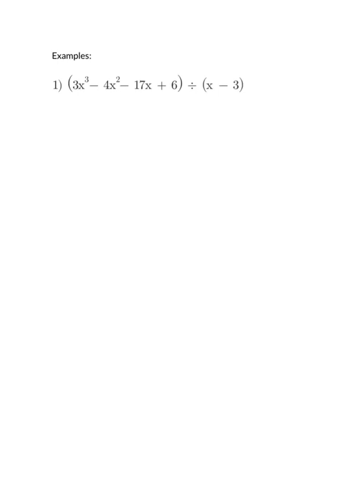The first example we're going to look at is 3x cubed minus 4x squared minus 17x plus 6, and that is being divided by x minus 3. This big long polynomial that is being divided, this is the dividend. You need to understand what those terms mean. And then the x minus 3 is the divisor.